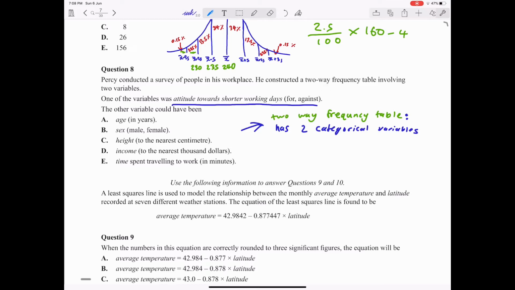So we've got to look for the other categorical variable. Age in years is obviously not a categorical variable. Sex, male or female, yes, that's a categorical variable. So therefore B is the correct answer, but just check the other ones in case. Height is obviously numerical. Income to the nearest $1,000 is numerical as well. Time spent travelling to work in minutes is numerical, so therefore B is the correct answer.